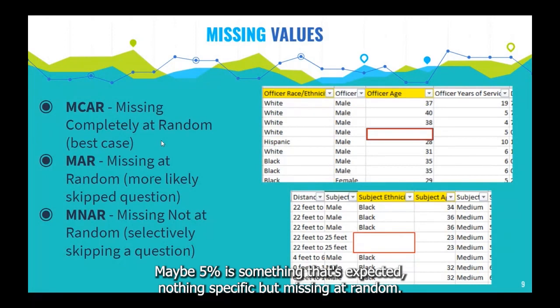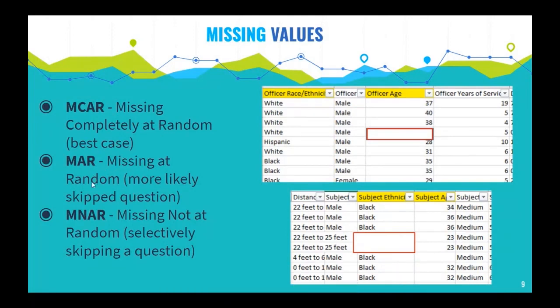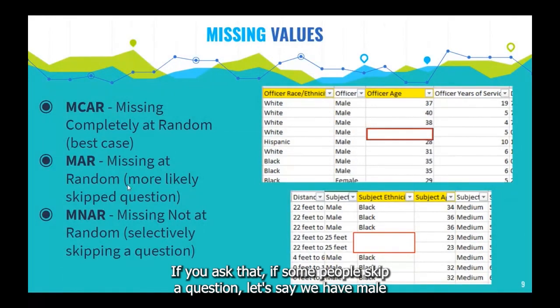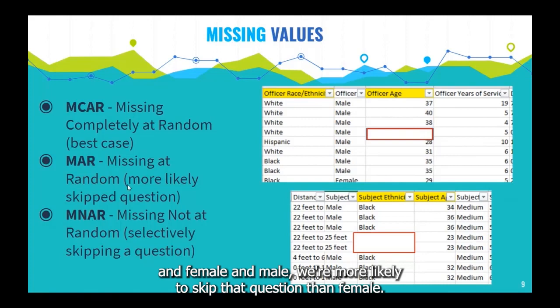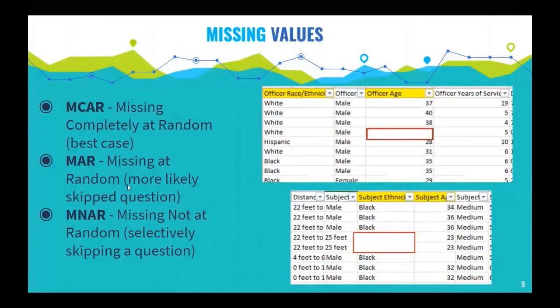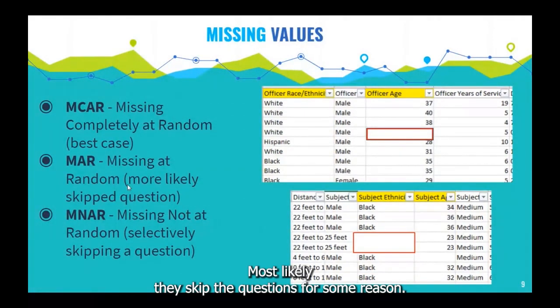Nothing is perfect. The missing at random, it's strange because it's similar to the first one, but the missing at random refers to, is there any pattern behind it? If some people skip a question, let's say we have male and female, and males were more likely to skip that question than female, most likely they skip the question for some reason.